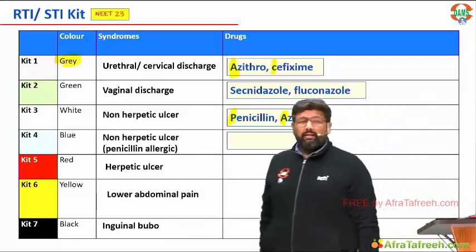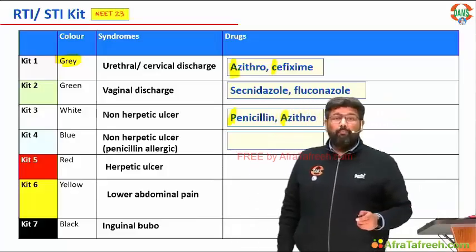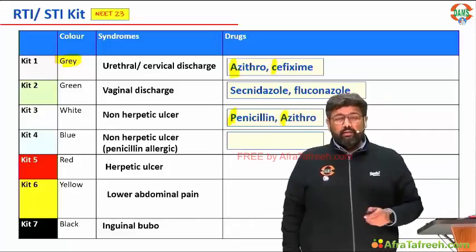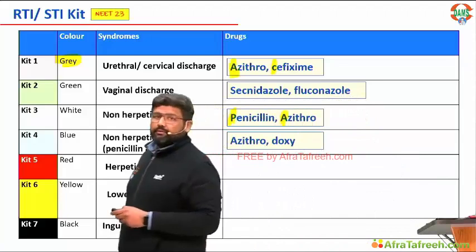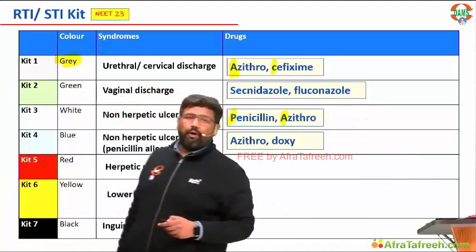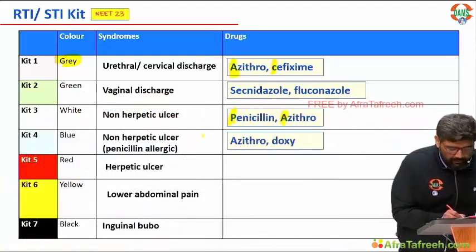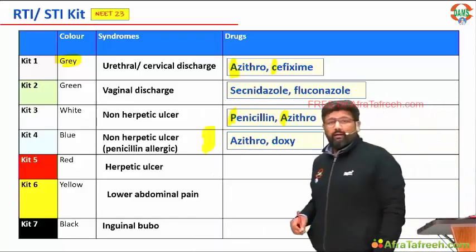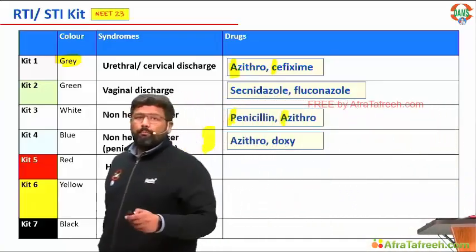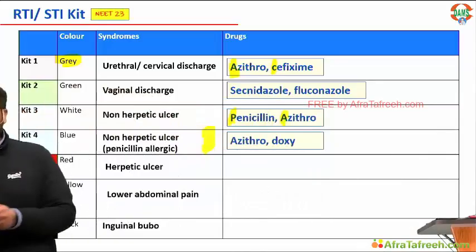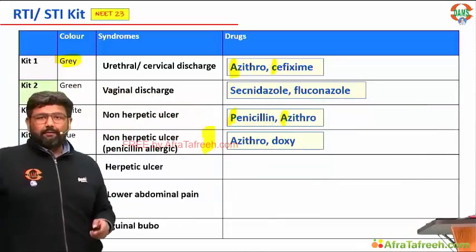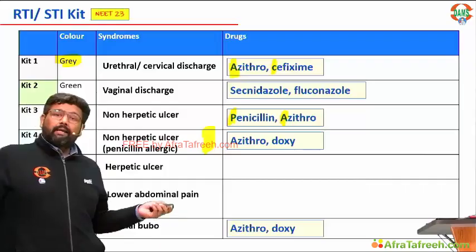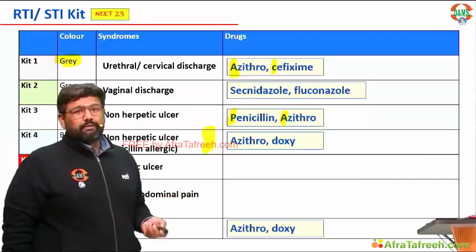Next we have the blue kit. Bad boys like 2 colors, blue and black. Azithro, doxy. B for blue, A for azithro, D for doxy. Bad boys also like black. B for black, azithro, doxy.